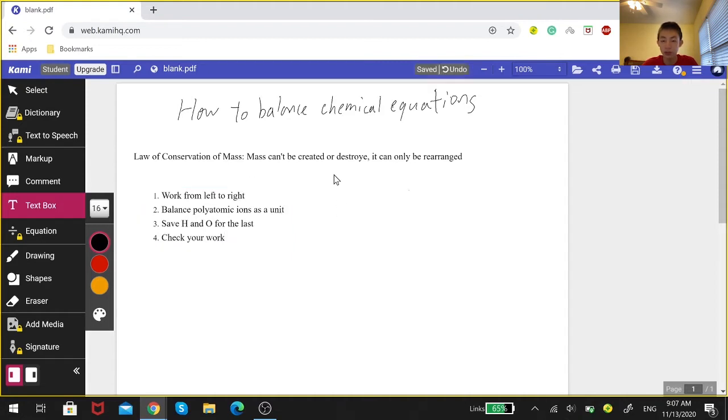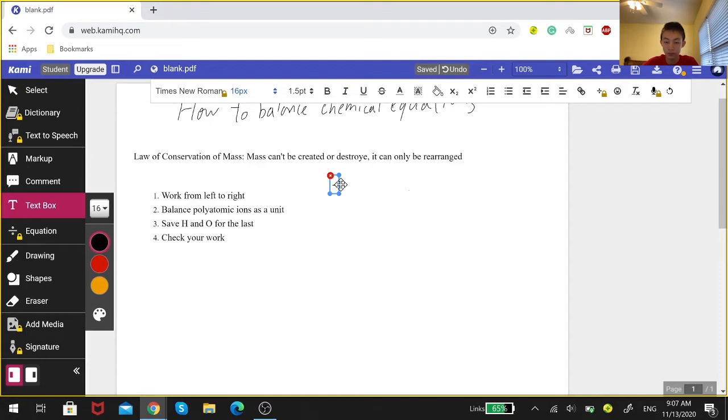Now here are some important things you need to know. States of matter. AQ means aqueous. It means dissolved. G means gaseous, basically gas state. S is solid, means solid state. L is liquid, liquid state.